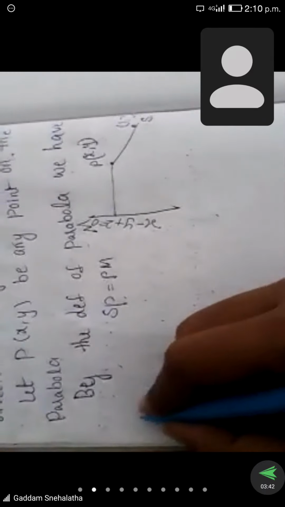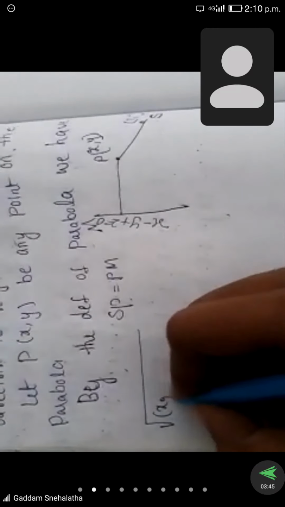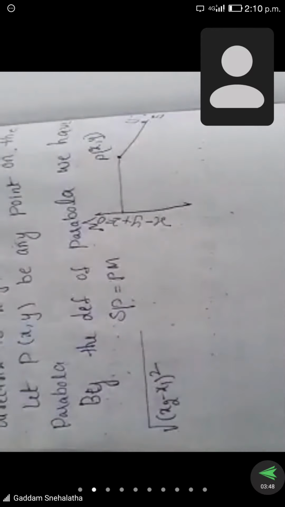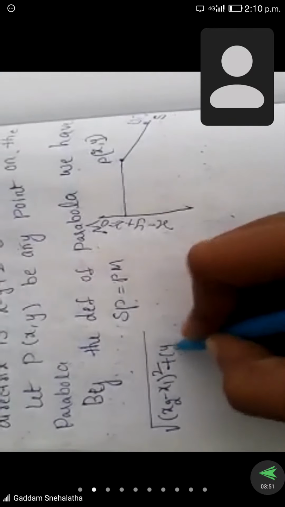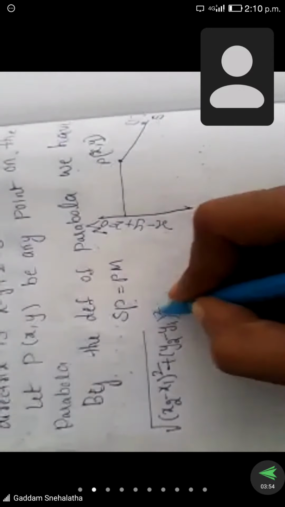By the definition of the parabola, this distance is equal to this distance. We can denote this distance as SP and this distance as PM, because PM is the line to the point P, and SP is the distance between the two points. The distance between two points formula is the square root of (x2 - x1) whole squared plus (y2 - y1) whole squared.